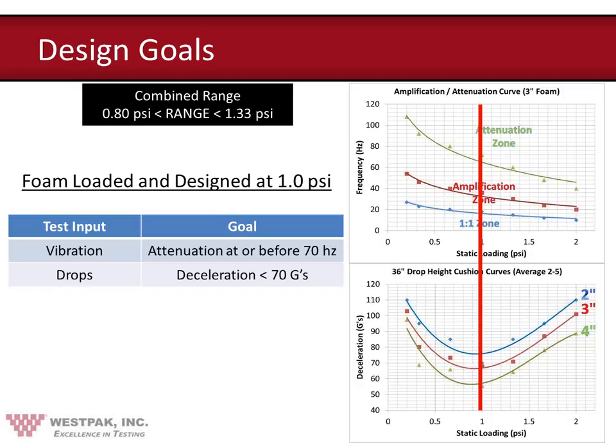The second criterion is the drop criterion. With the drop criterion, we have the goal of having each deceleration level less than 70 Gs. In the same manner, at the 3-inch curve, we want to look at how many Gs are transmitted at 1 psi. If you look at that, it is around 65 Gs. And again, 65 is less than 70 Gs, so we know that we're good with the drop criterion as well. So theoretically, loading at 1.0 psi would give us a satisfactory package system.